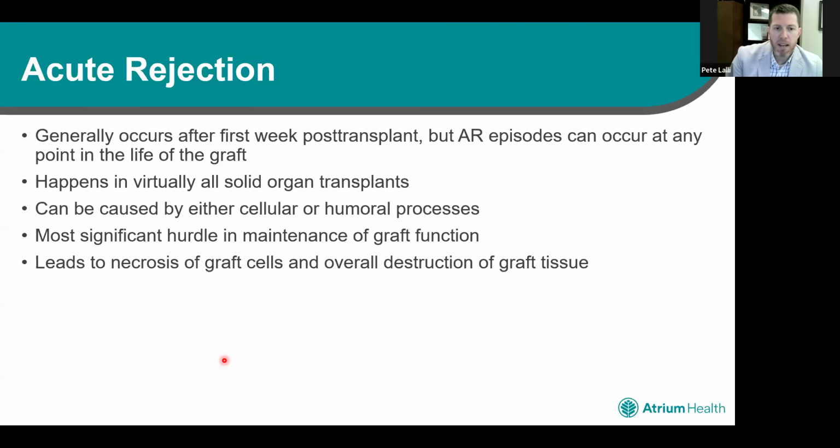So in these cases, it can be a cellular or humoral response. It's one of the most significant hurdles that we have in the maintenance of our grafts. So we are constantly monitoring our patients through a bunch of different mechanisms to see if this may be going on. If we catch it early enough, we may be able to intervene, treat the rejection so that we don't lose too much graft function. But in some cases, if you have a patient who happens to stop taking their immunosuppression for even sometimes as short as a week, it can lead to the immune response kicking on so badly that it destroys the graft, and we may lose the graft in cases like that.